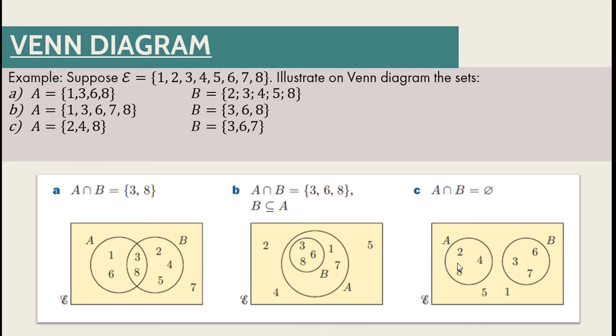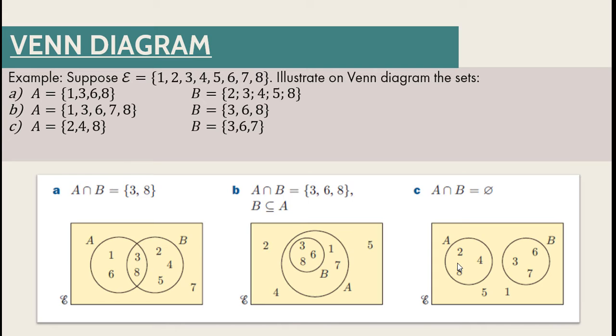You can see that for the question A, A and B have 3 and 8 as common elements. It means that the numbers 3 and 8 will fall in the intersection, or the overlapping area, of A and B. And the number 7 doesn't belong to either A or B, so it will be outside of both A and B.